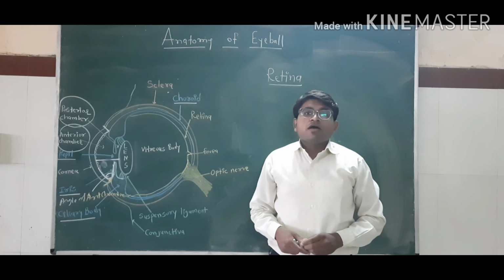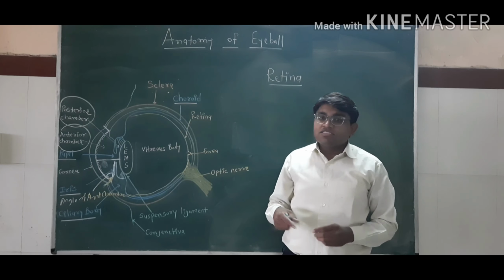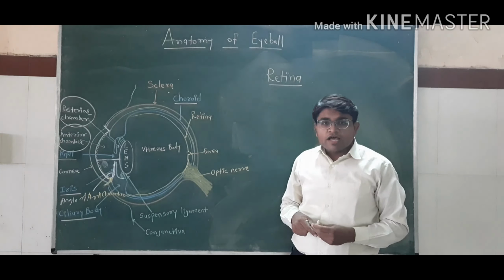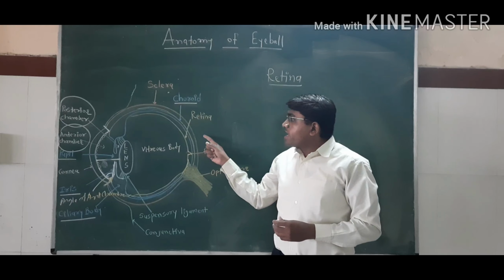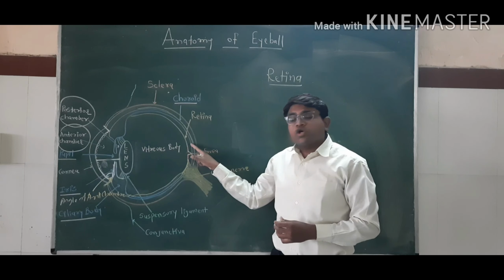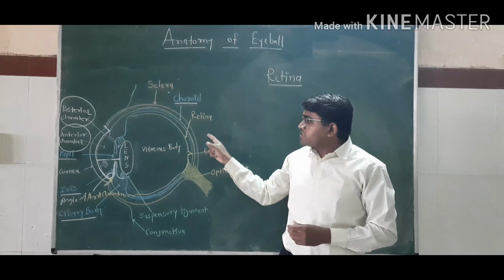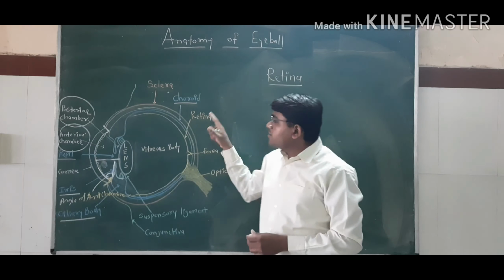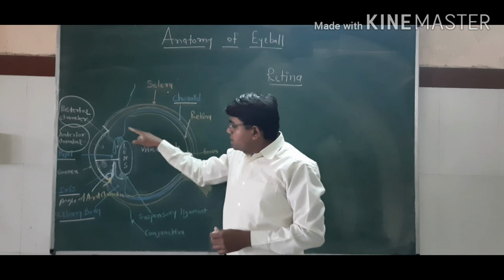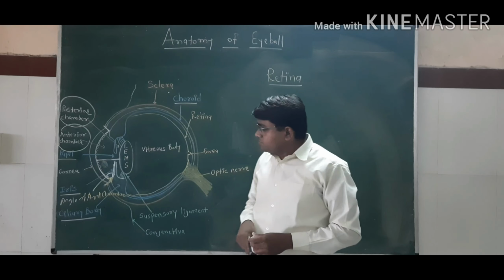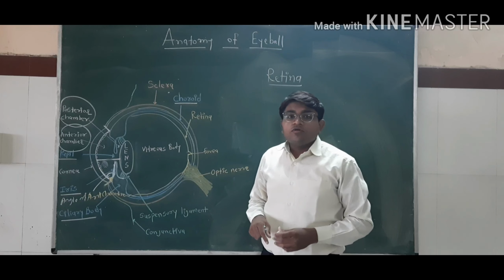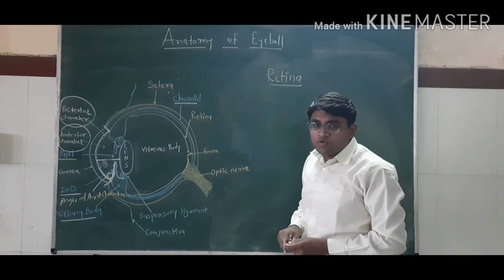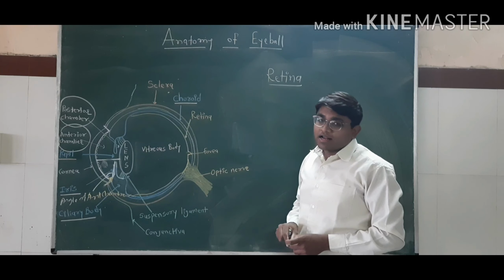Dr. Deepak, and we are going to continue our lecture of eyeball. In the previous two lectures, we have discussed about the external coat and middle coat of the eyeball. In the external coat, we have discussed the sclera and the cornea, and in the middle coat, the choroid, the ciliary body, and the iris. Now, today we are going to discuss about the inner coat of the eyeball, which is formed by the retina.